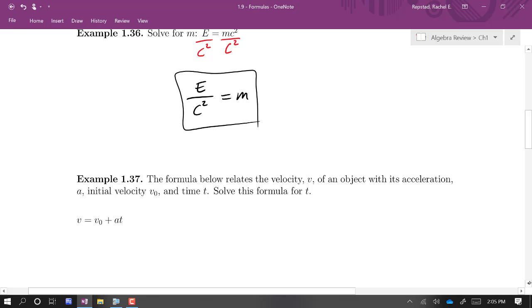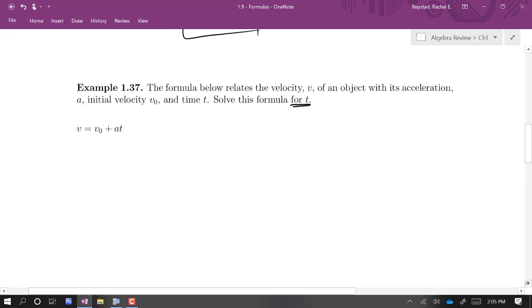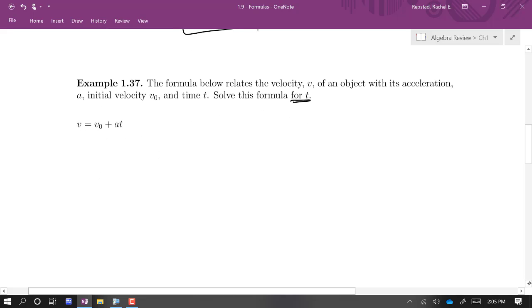In this next one, here's a formula that gives us the velocity of an object that has an acceleration equal to a and an initial velocity of v naught at time t. We want to solve this for t. I want to keep in mind what my goal is, keep my eye on the ball. I want to get t equals at the end of all this. So I'm going to isolate that t term first, and the way I do that is by subtracting v naught.